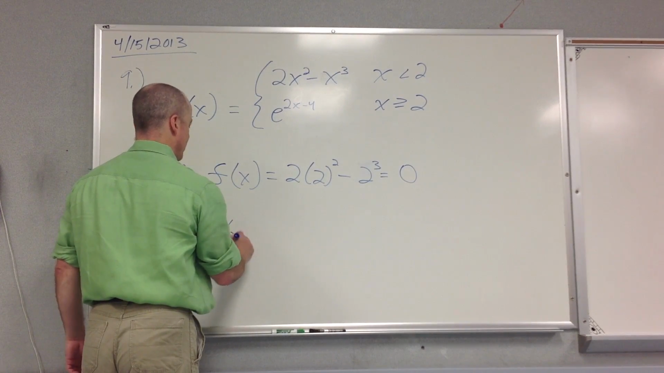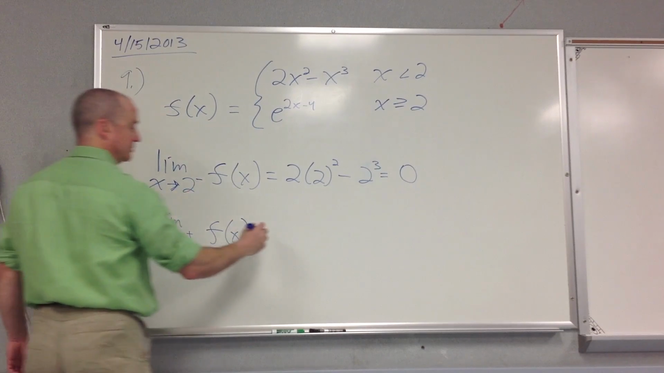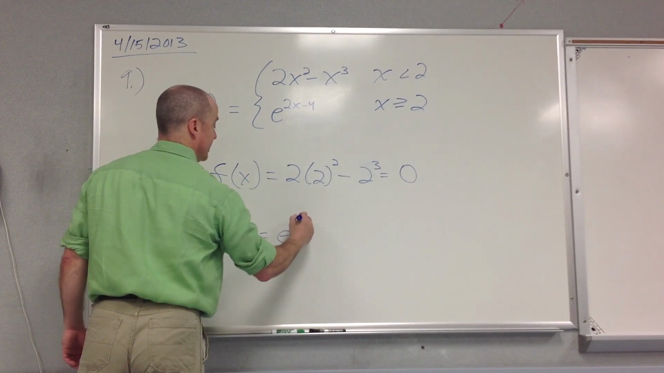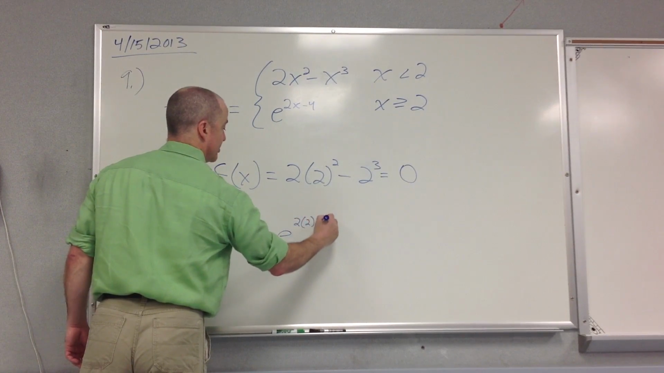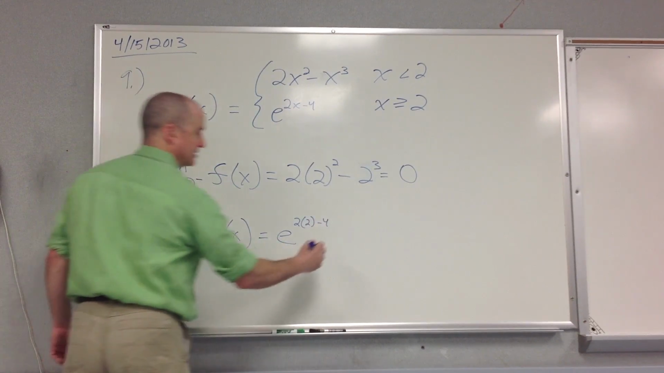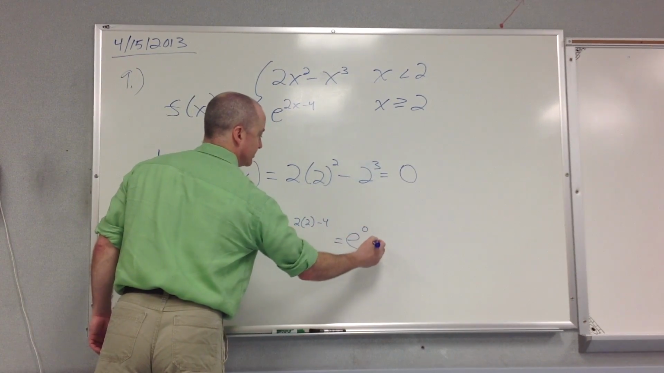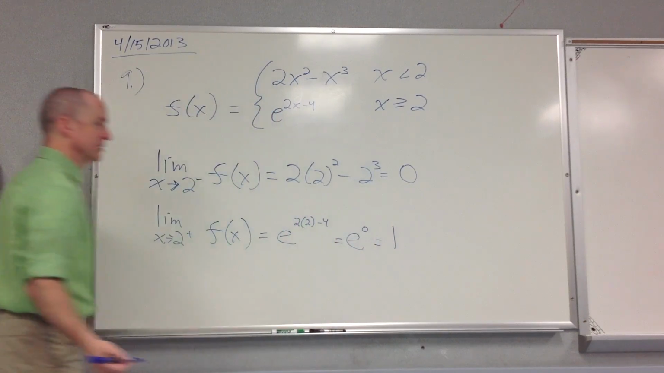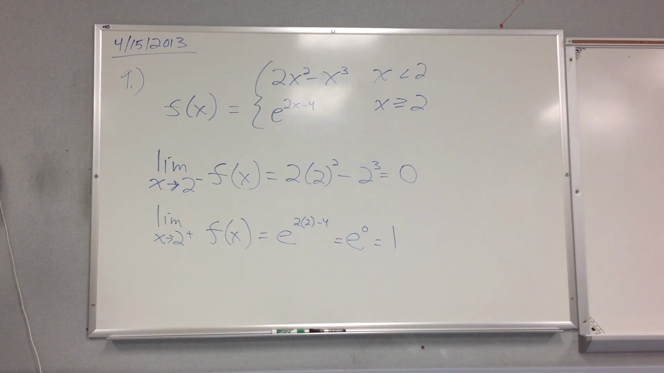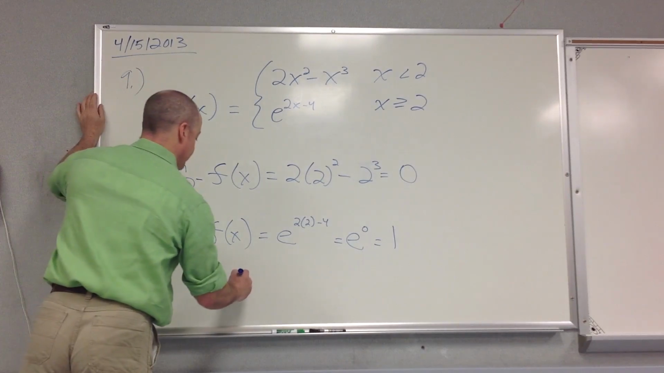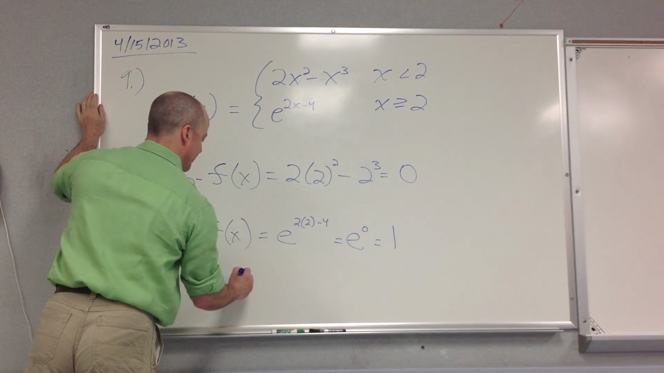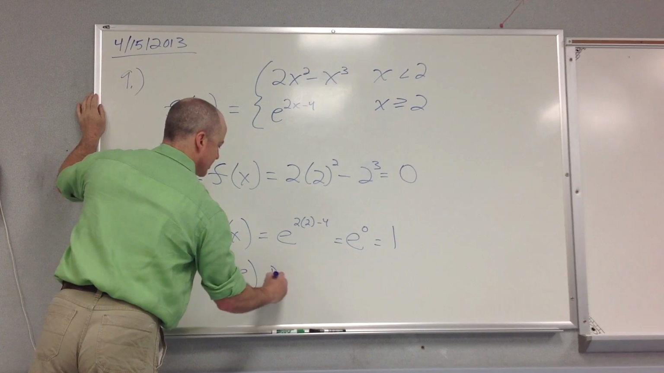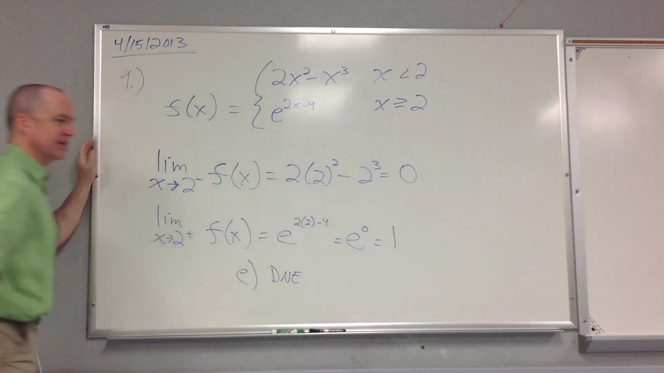Now, as we come from the right towards 2, what is e to the 2 times 2 minus 4? Well, that's e to the 0, right? Which is 1. So does the limit as we approach from the right equal the limit as we approach from the left? No. Does the limit exist? No. Boom, that's it. Plug it in. So since they're not equal to each other, the limit does not exist.